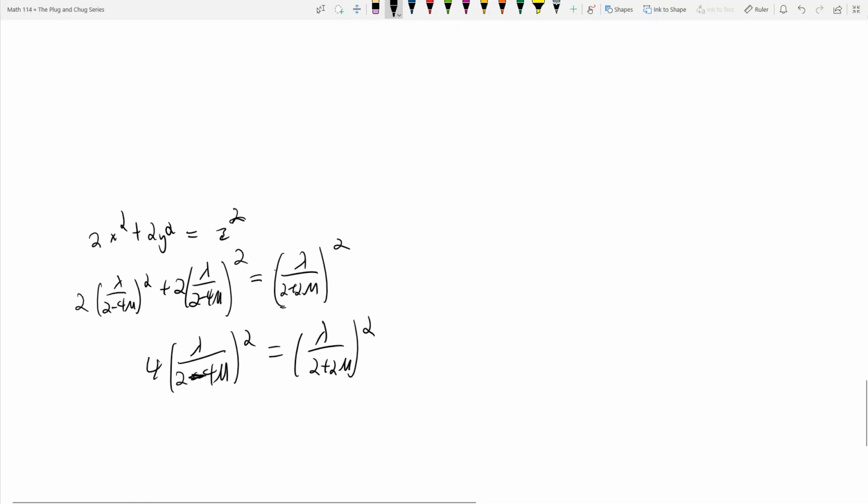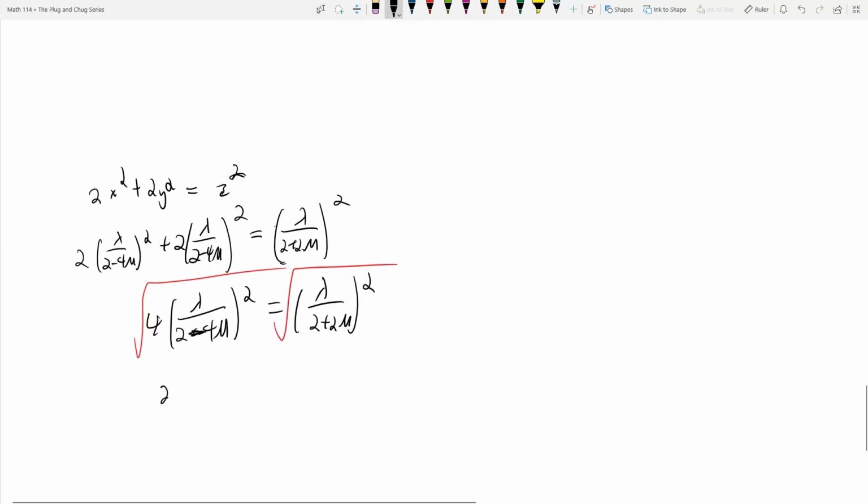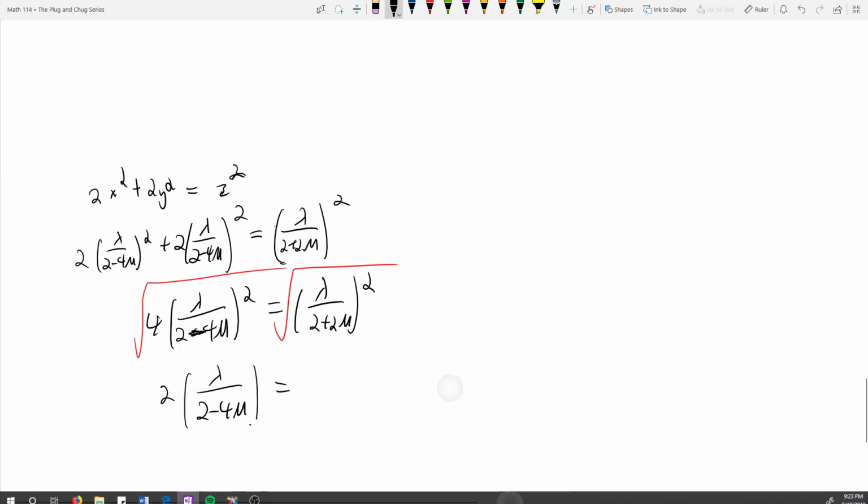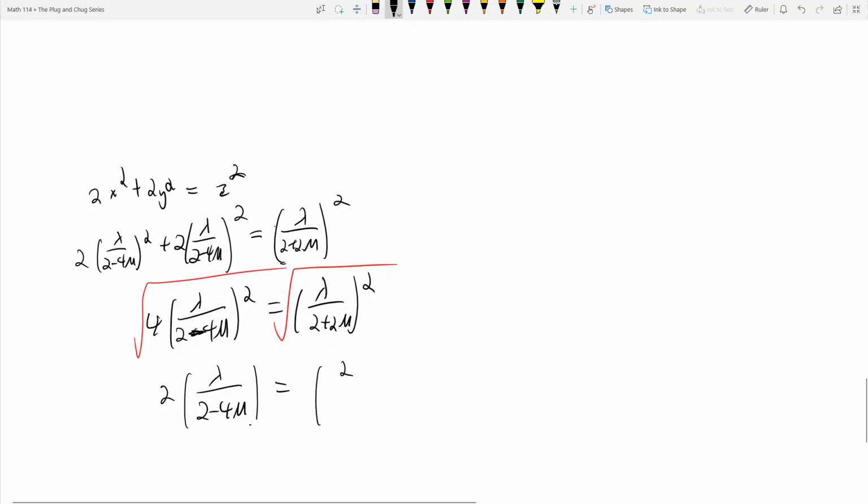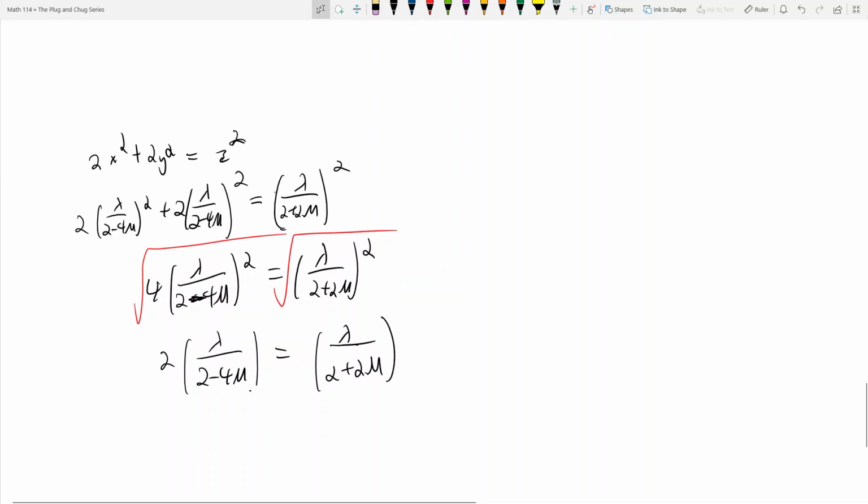And what do I do? Well, let's take the square root of both sides. And this actually works out nicely. Because what's the square root of 4? Well, it's 2. All right? What's the square root of this guy squared? Well, it's just that term. And then the square root of the left-hand side, well, it's just the guy not squared. So lambda over 2 plus 2 mu. Okay. And what do I want to do now? Well, let's see if I can solve for something. Well, yeah, I can, right? Because 2 cancels out here on the left-hand side. So I get lambda over 1 minus 2 mu is equal to lambda over 2 plus 2 mu.